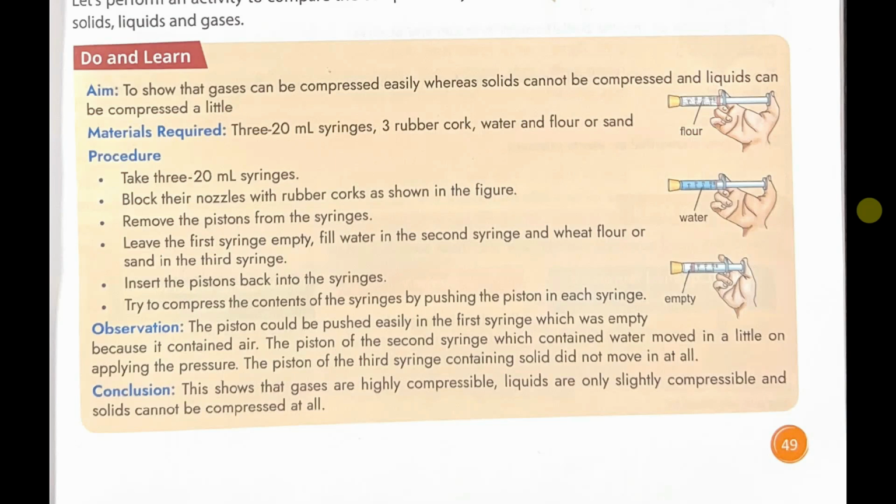You will observe that the piston could be pushed easily in the first syringe, which was empty because it contained air. The piston of the second syringe, which contained water, moved in a little on applying the pressure. The piston of the third syringe, containing solid, did not move in at all. We can therefore conclude that gases are highly compressible, liquids are only slightly compressible, and solids cannot be compressed at all.